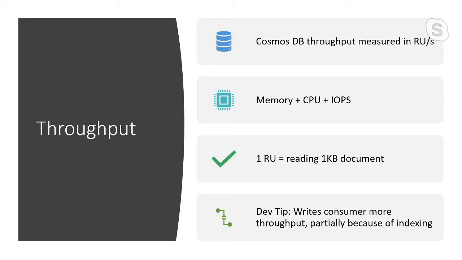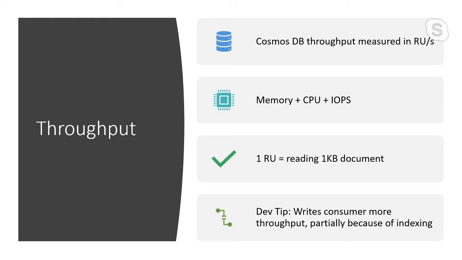Throughput is the cost of all database operations, and this is normalized by the Cosmos documentation team, and it's expressed in terms of request units. And one RU, or request unit, is basically the unit of reading a 1 kilobyte document in 1 second. So you'll see that we provision our Cosmos containers starting at 400 RUs.